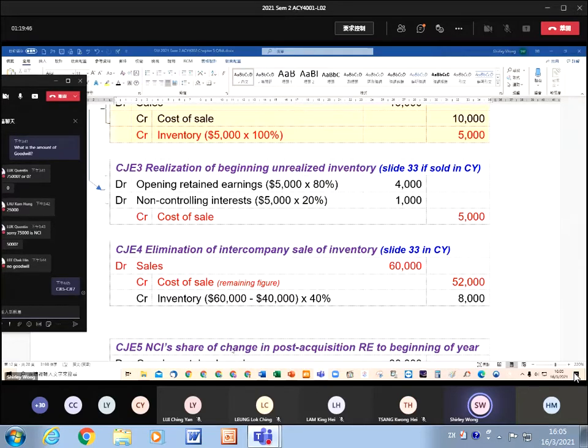CJE number 6, elimination of dividend. CJE number 7, think about which entry will affect the profit and loss of the subsidiary. You need to find it out, prepare the entry and the adjustment, calculate the adjusted profit, and then share it to the NCI. Okay, if no questions, the next 5 minutes are for you to prepare CJE 5, 6, 7 that relate to NCI.